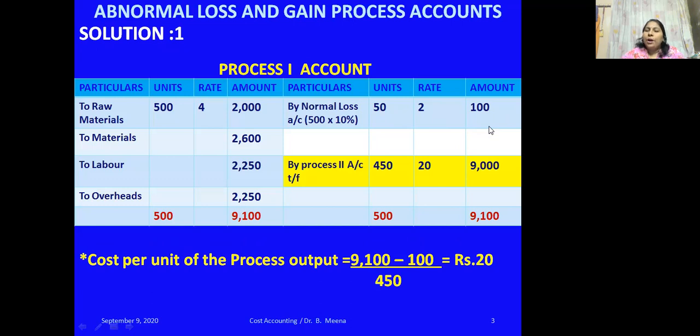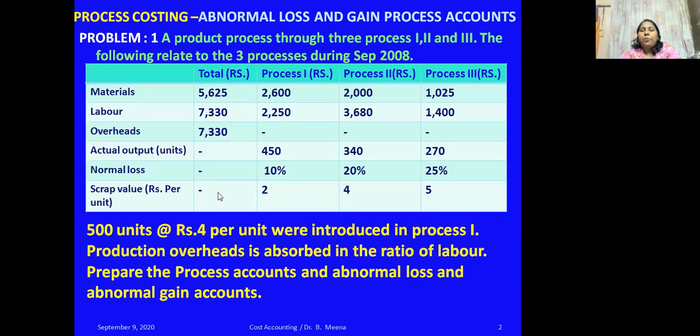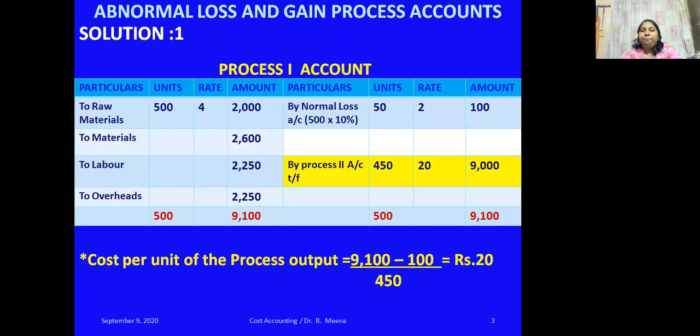Then I have to compare the input and the output. So the output for this process, as per the problem, is 450. If you have a doubt, please check the problem. Look at this, 450 is the output for process 1. That is going to be the input for process 2. That's what we mention as the process 2 transfer account. So 450 is the output, 500 is the input and 50 is the normal loss.